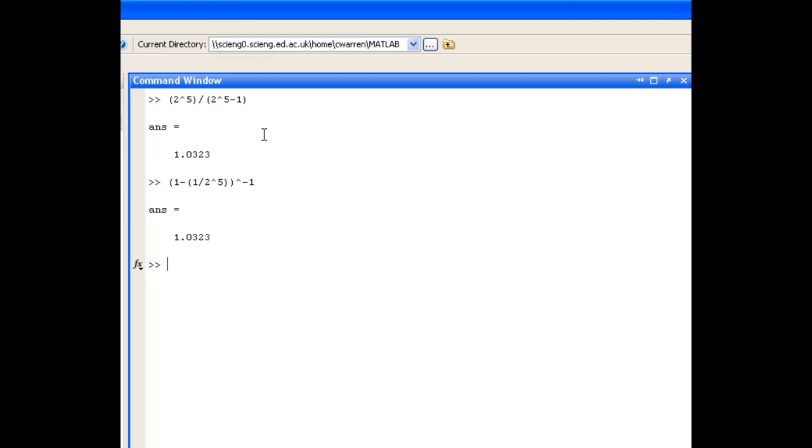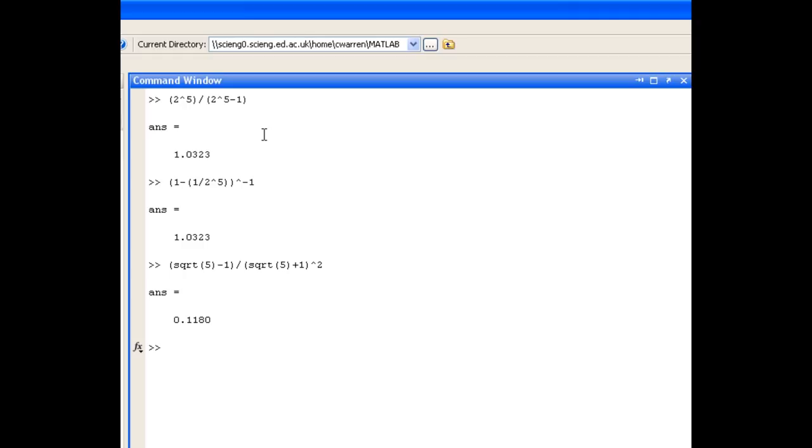So the third expression is using the SQRT function, which performs a square root. And it's the square root of 5 minus 1, divided by the square root of 5 plus 1, all squared.